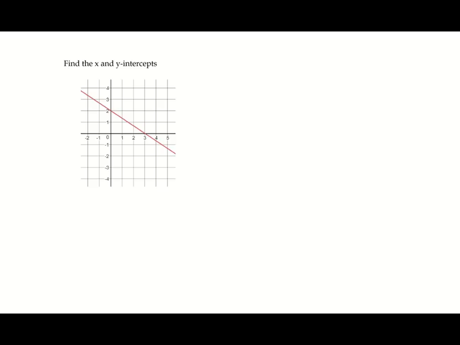All right, so now we have to remind ourselves of how to find x and y intercepts. A reminder, an x-intercept is where we cross the x-axis. This guy right here is the x-axis. And a y-intercept is where we cross the y-axis. And that's this guy right here, the vertical line. So this point over here is on my x-axis, so I know that that is an x-intercept.